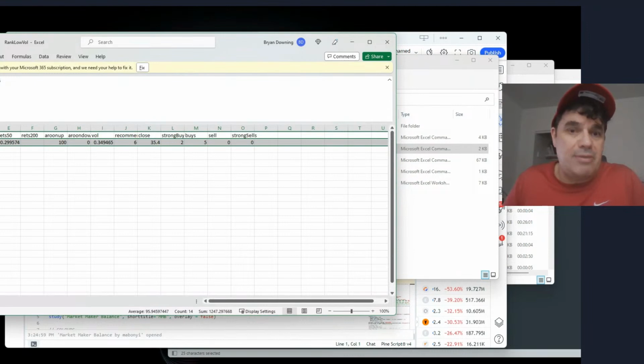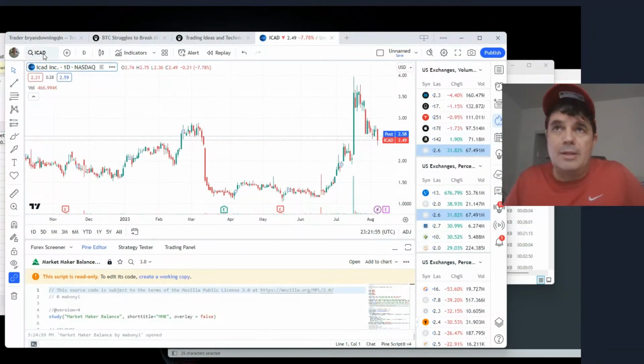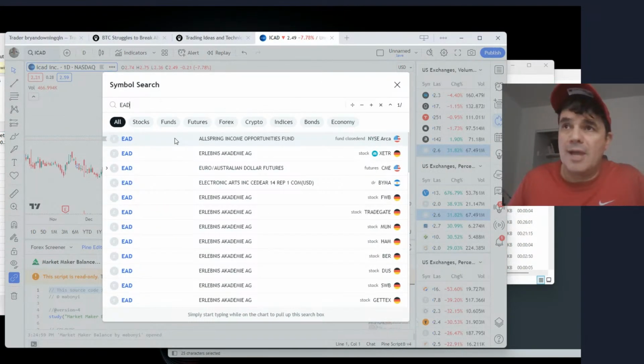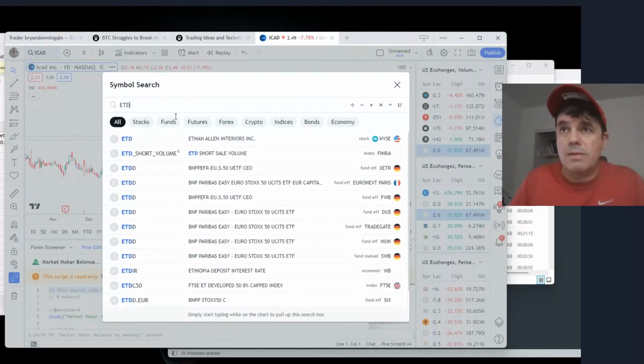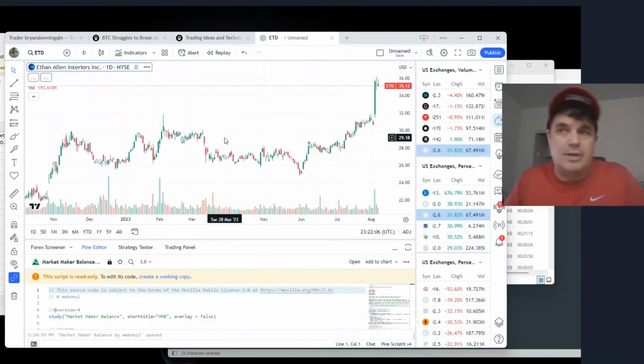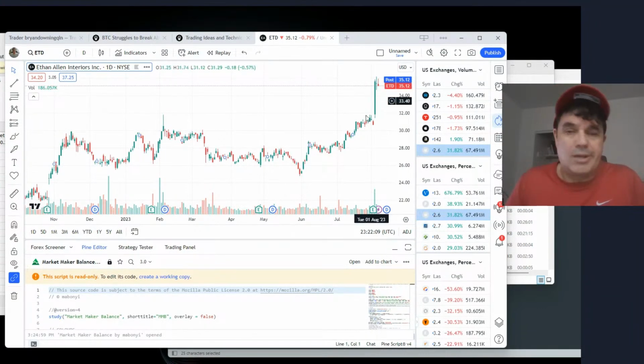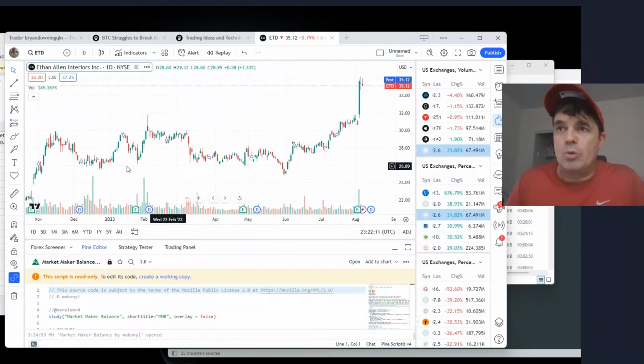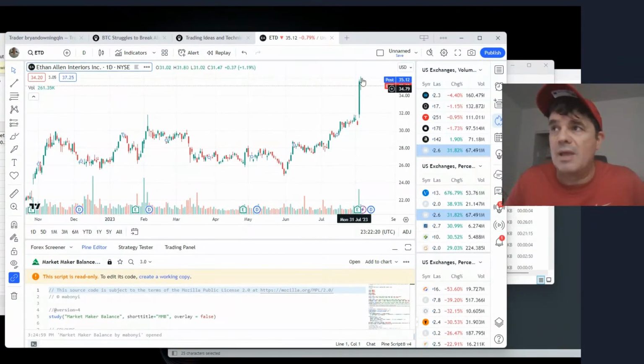Now this is Ethan Allen, but it's a very low volatile stock. So Ethan Allen, ETD, Ethan Allen Interiors, you can see it spiked there. Okay. So question is, will that stock? So it's gone from, let's say, 25 to $35 here, and you're looking at June 23rd. So in like 5 weeks, it's performed.